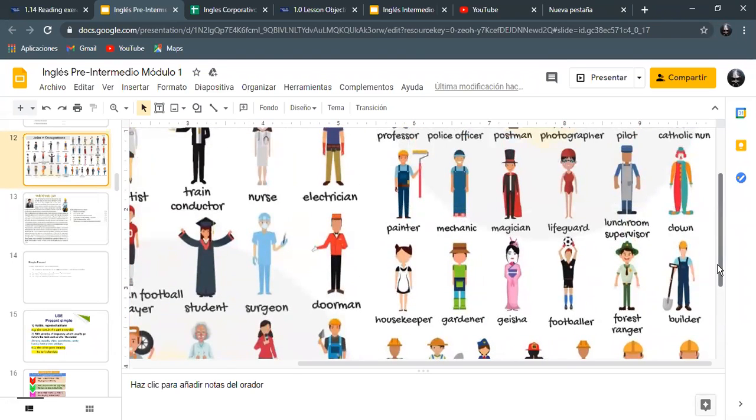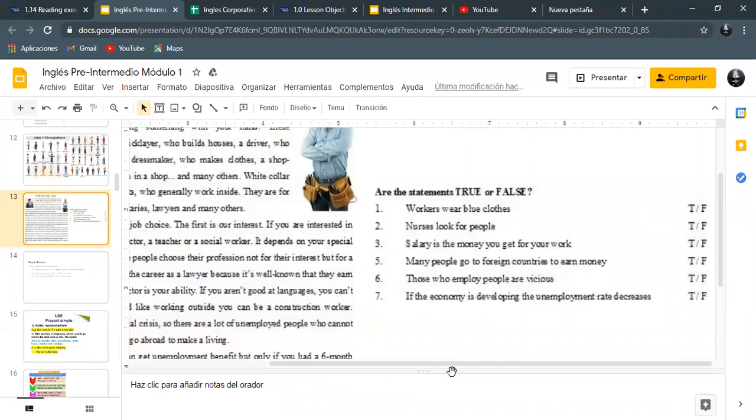Now, ¿cómo se pregunta cuál es tu profesión? What do you do? That is the question. What do you do? I am a professor, I'm a teacher, I'm an electrician. So you can say something like that, okay? Good. To continue, we're going to do a little reading.